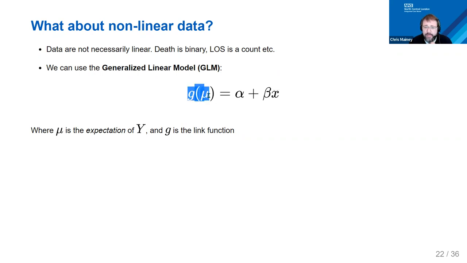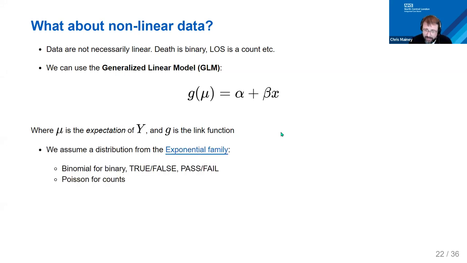But what we're doing here is we've now got a so-called transformation. So it's a function that we wrap around this mu here, which mu is the expectation of y. Now, mathematically, that makes a difference in the distinctions, but it doesn't particularly for you. But what we're doing here is we're essentially building a transformed model that builds a linear model on a different scale. So for binomial data, we might use the relevant binomial family.